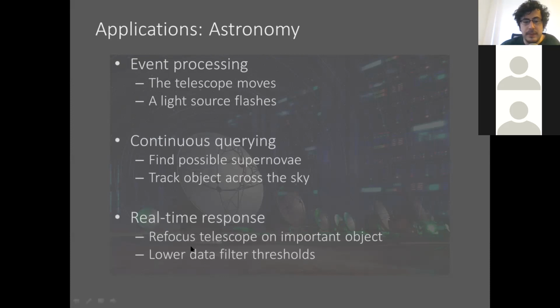Real-time response would be maybe refocus a telescope on an important object, for example, a possible supernova, or to lower data filter thresholds. So often in astronomical data, where we receive so much raw image data, light data, that we can't actually store everything. So often we'll have a kind of filter to say, okay, there's nothing interesting here. We're not going to store this or process this. But if we detect an interesting object, then we might say, okay, let's store all of the data we can get from this region of the sky.